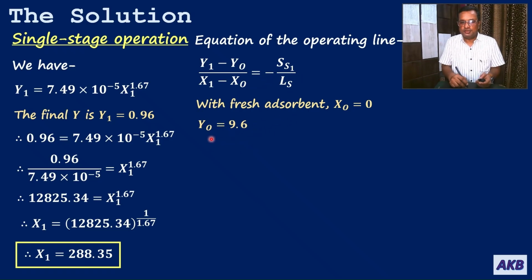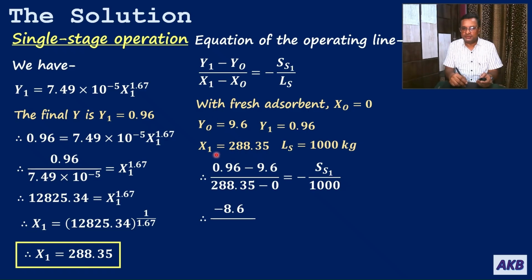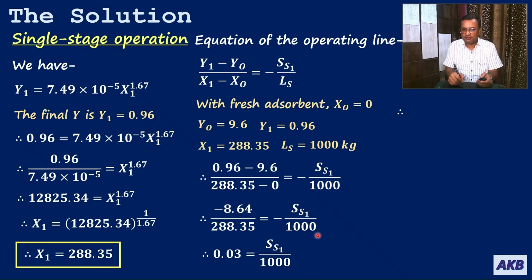When you are using fresh adsorbent, x0 is 0, and y0, you know, is 9.6. y1 is 0.96, x1 we got, that is 288.35, and Ls is 1000 kg. So if you use these values in the equation, it will be (0.96 minus 9.6) divided by (288.35 minus 0), that is equal to minus Ss1 upon 1000. That is minus 8.64 divided by 288.35, that is equal to minus Ss1 by 1000.